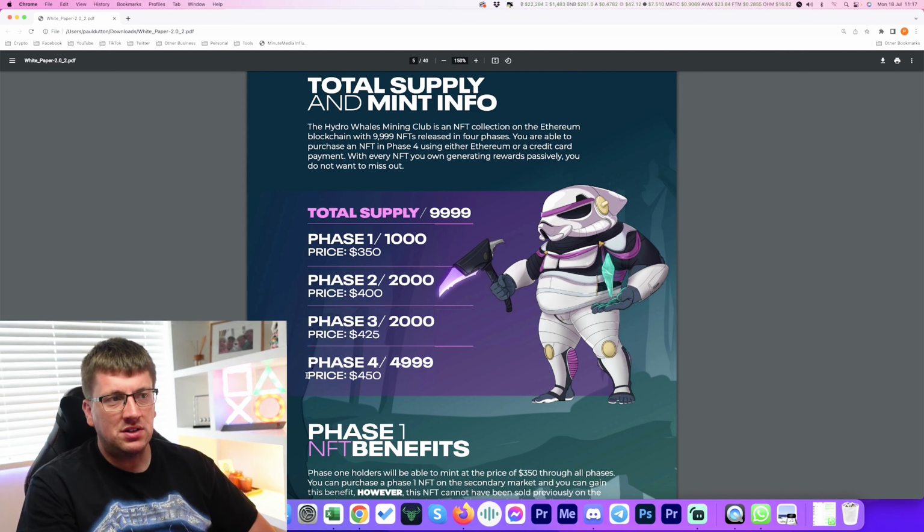So the phase 4 mints, and there'll be 4,999 of them at a cost of $450 equivalent in ETH. We're on the Ethereum blockchain for this, and effectively, if you want to mint one, you'll go to their website and you'll mint it with some Ethereum. Just make sure you have enough for transaction fees if you do that, or they can be expensive depending on how busy the network is.